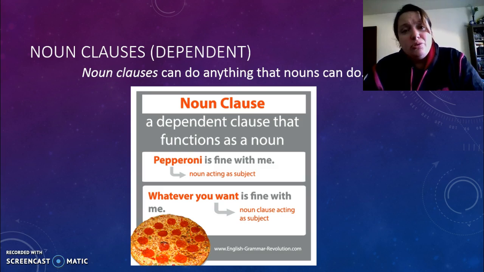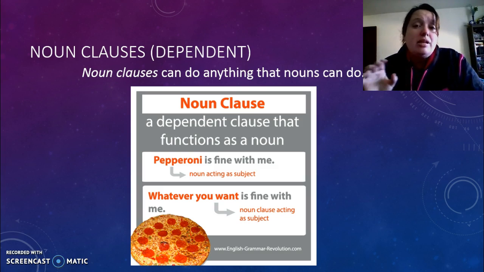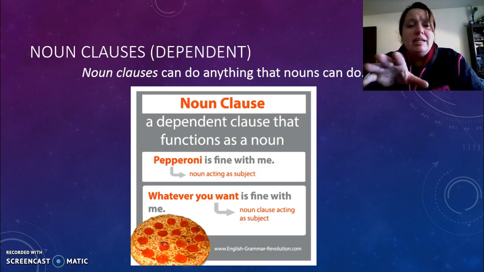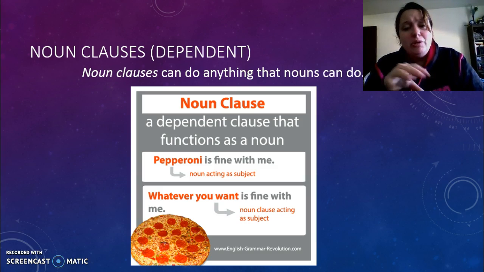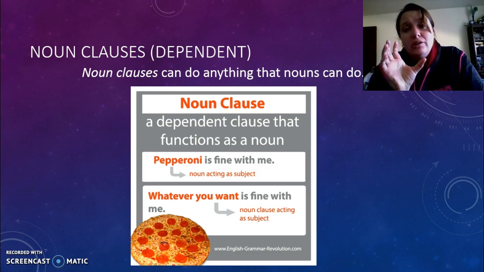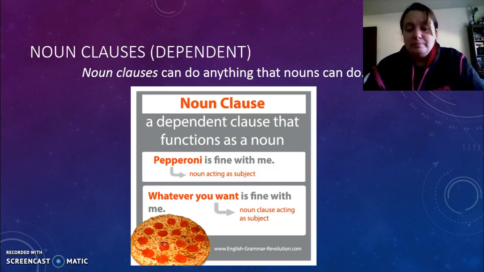Noun clauses, again, are groups of words that function as nouns. So you should be able to determine what they are by replacing the single noun clause with an actual noun word, so a person, place, or thing, and it should still make sense. So we see right here, pepperoni is fine with me. Pepperoni is a noun. It's acting as a subject. I could also just say whatever you want is fine with me.